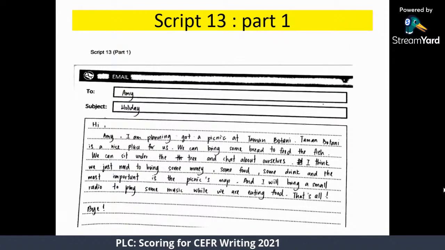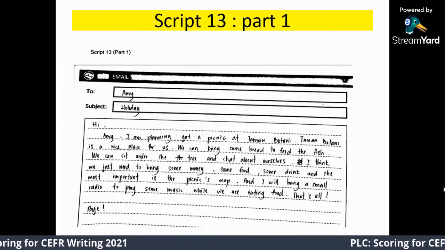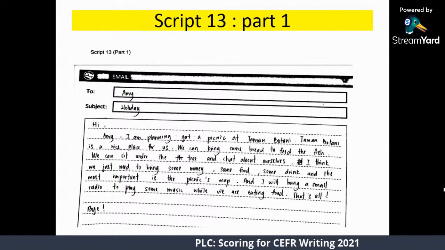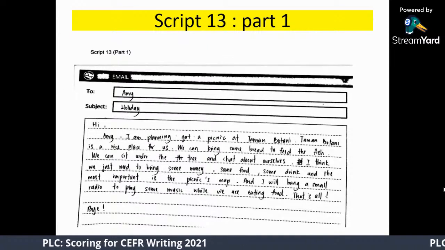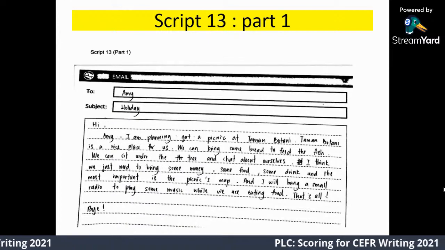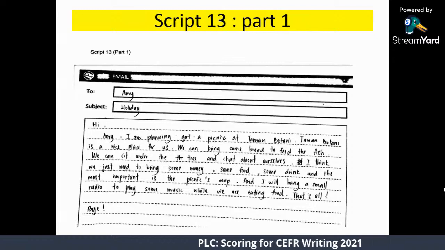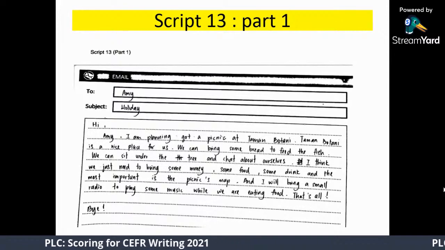Okay, Amy, I'm planning, got a picnic at Taman Botani. Okay, botanical garden here is the place. Okay, Taman Botani is a nice place for us. We can bring some bread to feed the fish. Okay, idea of what to bring is there. So don't penalize the student. We can sit under the tree and chat about ourselves. So chatting about ourselves is an activity during the picnic.